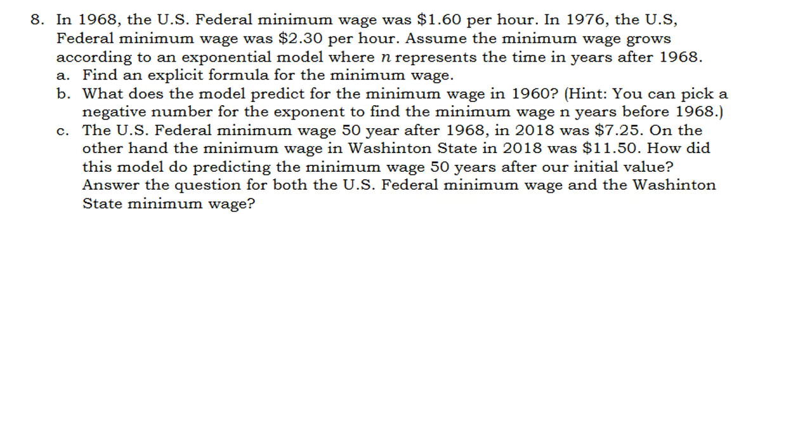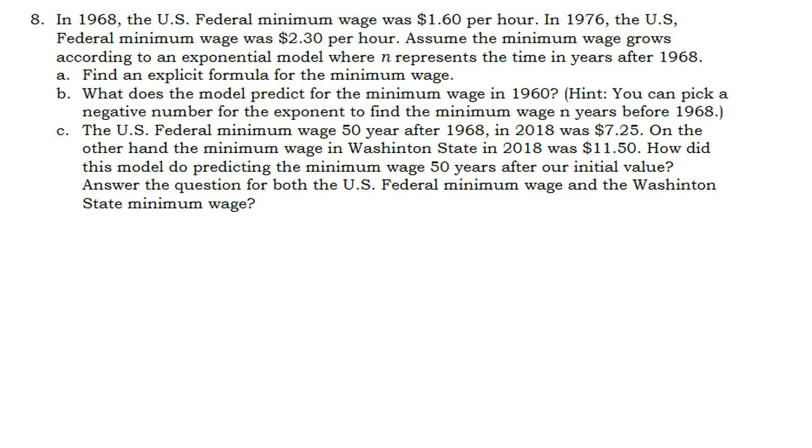Let's take a look at this example of exponential growth. In 1968, the U.S. federal minimum wage was $1.60 per hour. In 1976, the U.S. federal minimum wage was $2.30 per hour. Assume the minimum wage grows according to an exponential model where n represents the time in years after 1968.